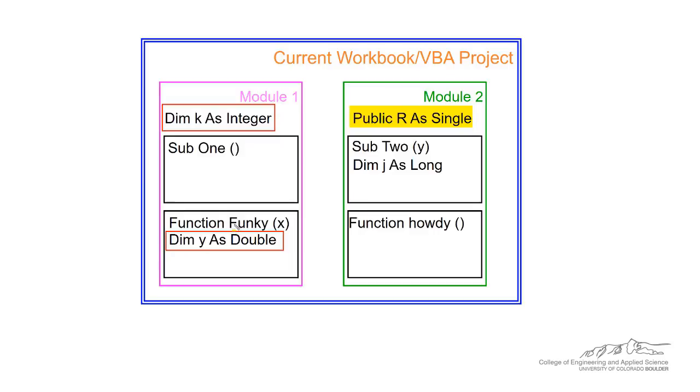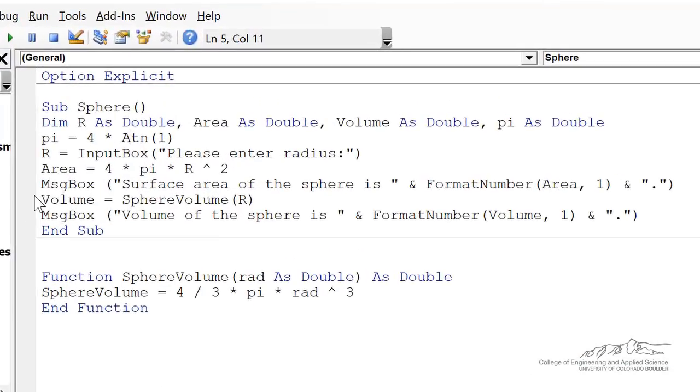So let's work through an example. I've got a sub here. We calculate pi, 4 times the arctangent of 1. We get the radius of a sphere in an input box. We calculate the surface area and output that in a message box. And then I subcontract out the work of calculating the volume to this SphereVolume function.